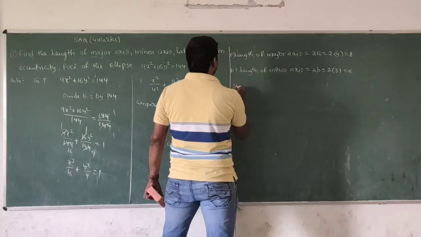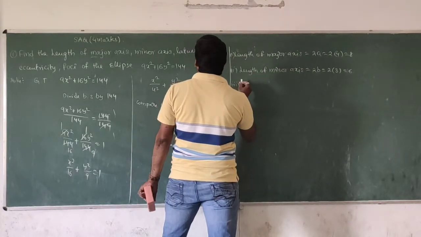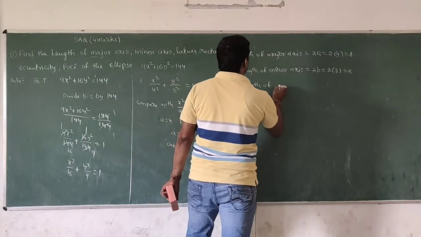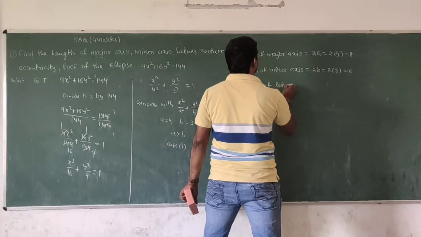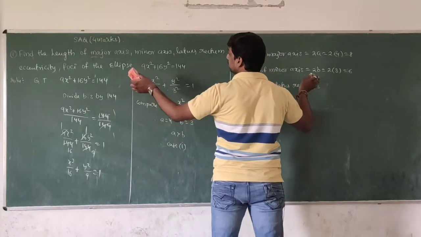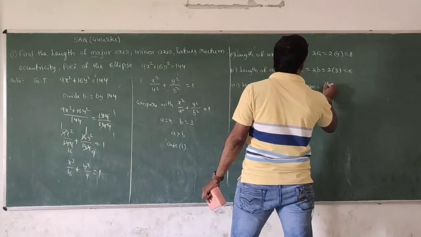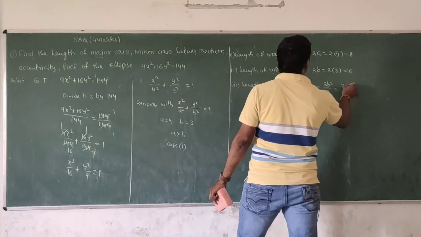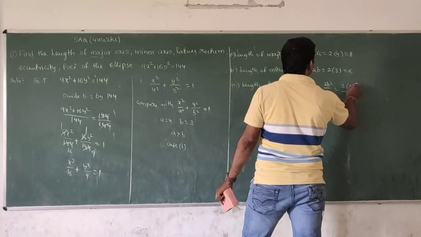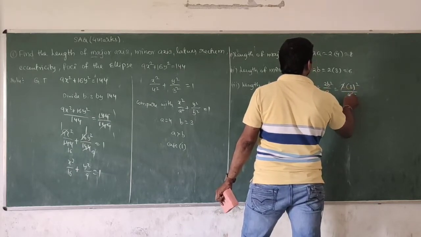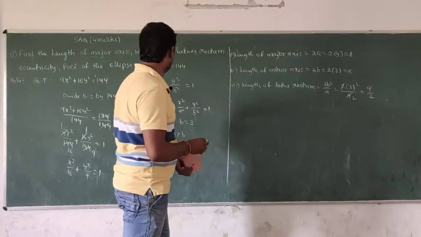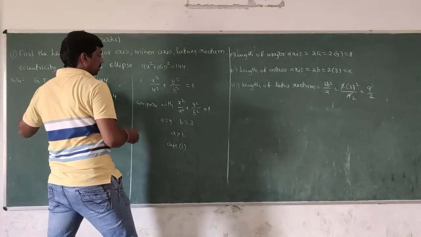So third one, length of lattice vector. Length of lattice vector is 2b square by a. 2 into b value 3 square by a value 4. So 2 into 9 by 4, that is 9 by 2. Right.